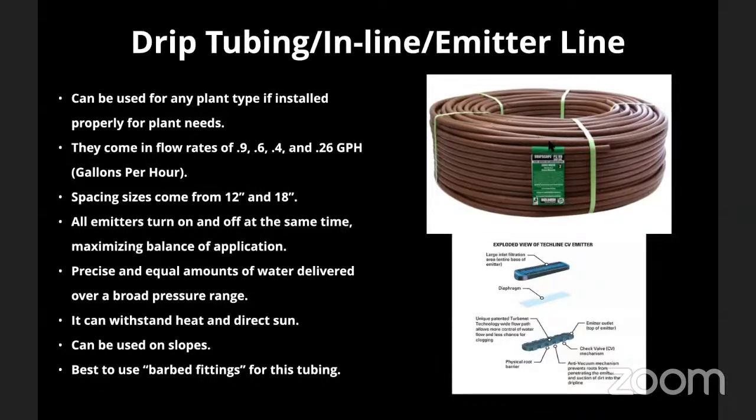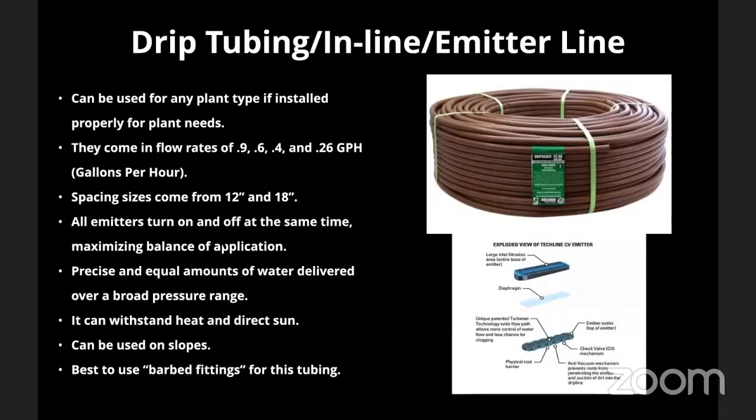And also when you order it, the drippers themselves along the line are going to be spaced at different intervals. The most common ones are 12 inches and 18 inches. And the most common thing you find, even at a specialty store, in Southern California at least, is 0.9 with 12-inch spacing.